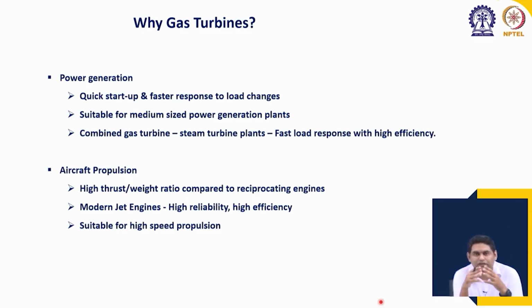That is why steam turbines are still used at very large scale, and at a medium scale gas turbines are used, or they are combined with steam turbines to get both advantages. So, gas turbines are suitable for medium sized power plants, and combined gas turbine steam turbine plants give fast load response with high efficiency; both are obtained.